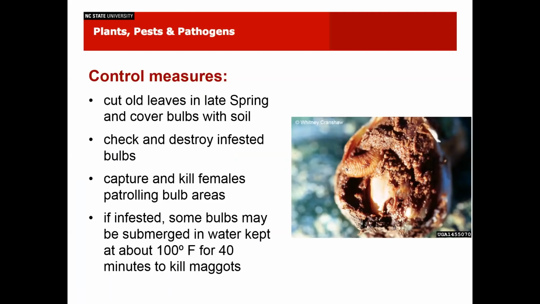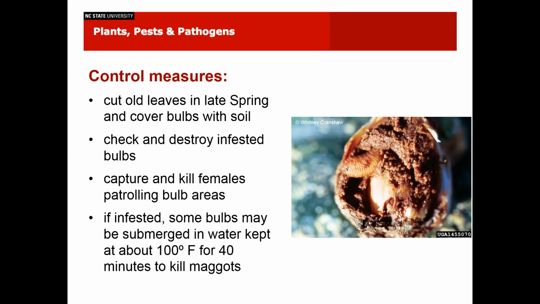You can capture and kill females patrolling the bulb area. So if you see a lot of these flies, especially if you have a large planting, a lot of these bumblebee-like flies flying around, catching them with a net or something like that can take them out of the population.